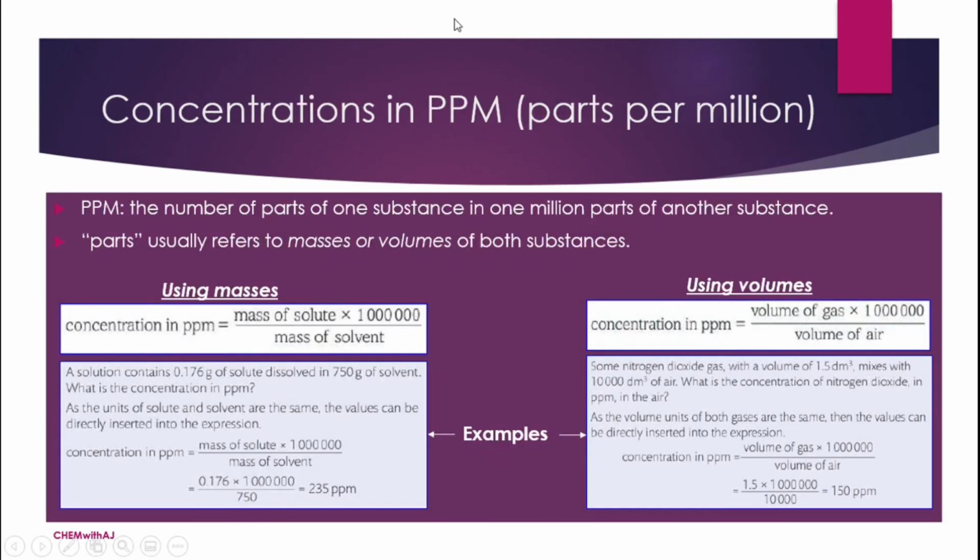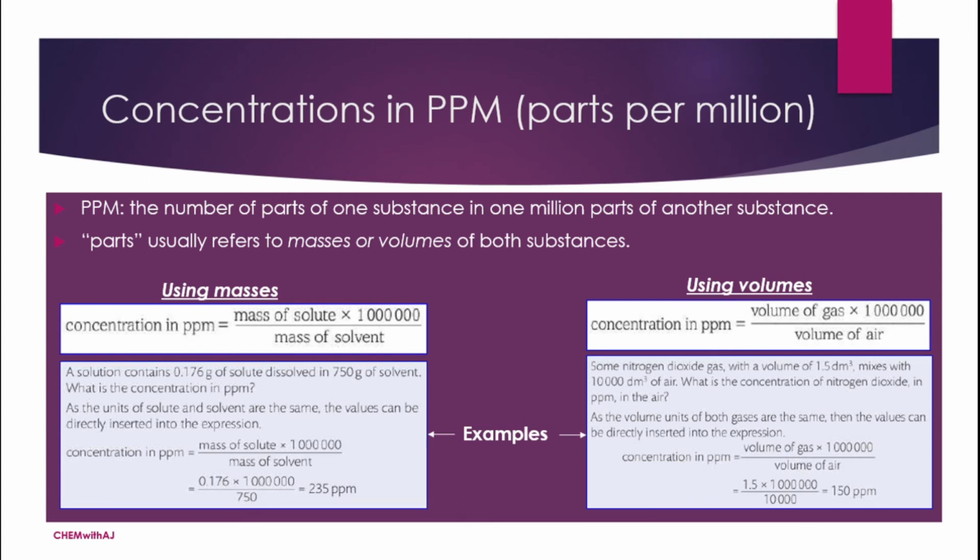Next we move on to concentrations in parts per million. Parts per million is the amount of parts of a substance in 1 million parts of another substance. We usually refer to parts as mass or volume. We use either masses or volumes for both substances. We use parts per million when we are trying to express really small concentrations, like concentrations of gases in the atmosphere.